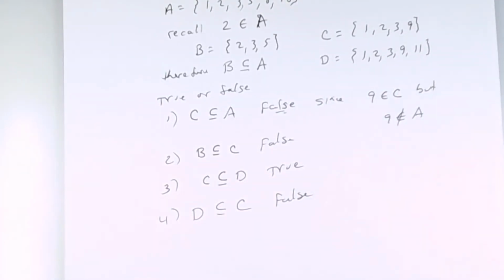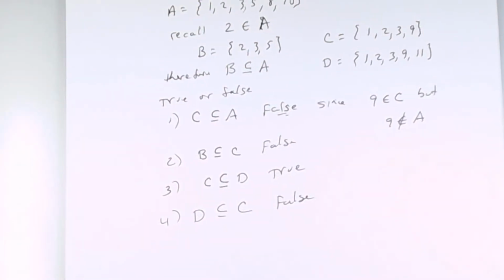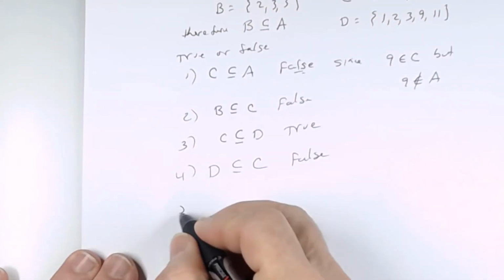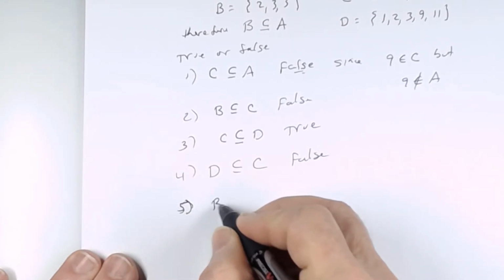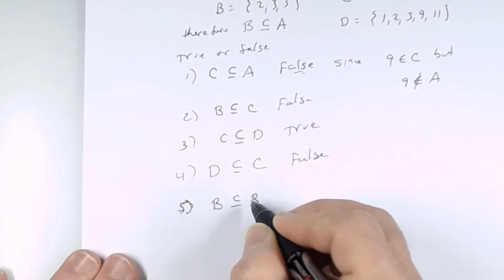Before we go on, let me ask you this. I forgot to mention this. Remember, in order for a set to be a subset of another one, every element of that set must also be in that other set, correct? So here's my question to you then. True or false? Number 5, true or false? Is B a subset of B?